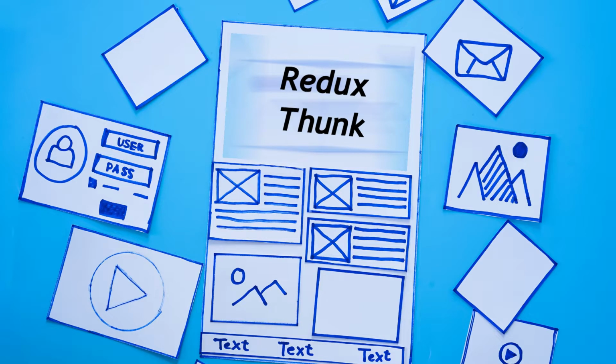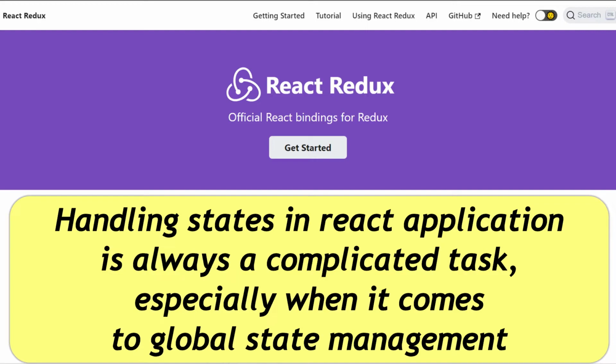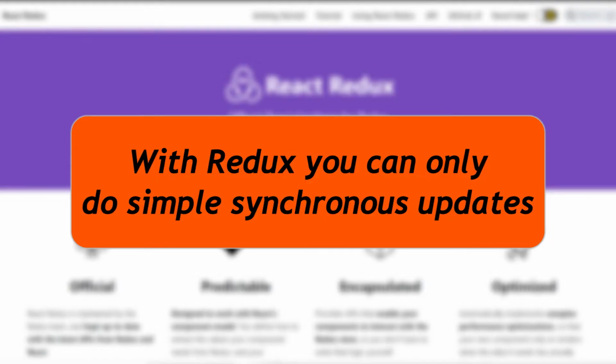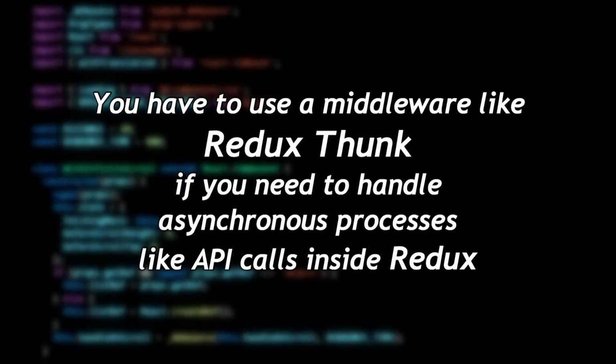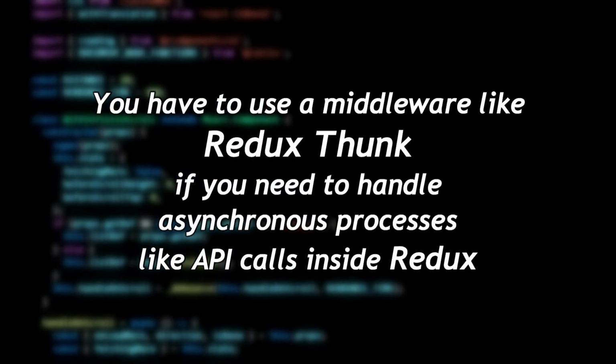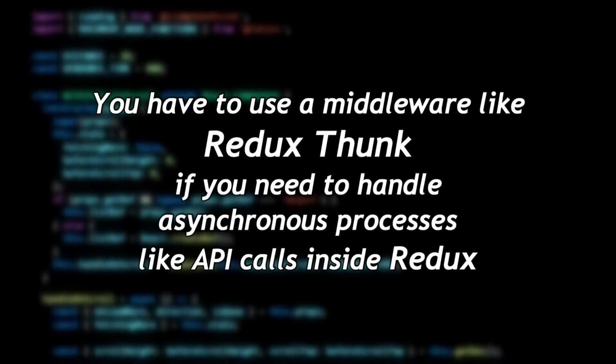And the last is Redux Thunk. Handling state in a React application is always a complicated task, especially when it comes to global state management. Redux is a library which is extensively used to handle this. But there is a problem. With Redux, you can only do simple synchronous updates. You have to use a middleware like Redux Thunk if you need to handle asynchronous processes like API calls inside Redux.